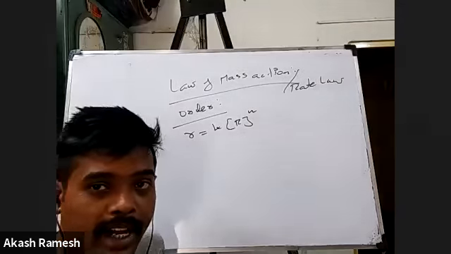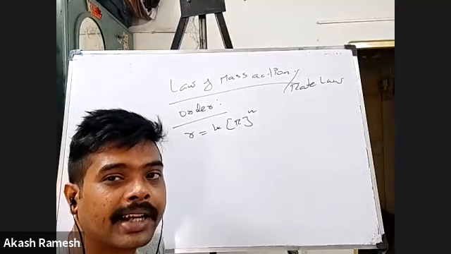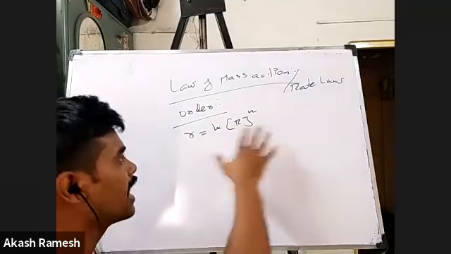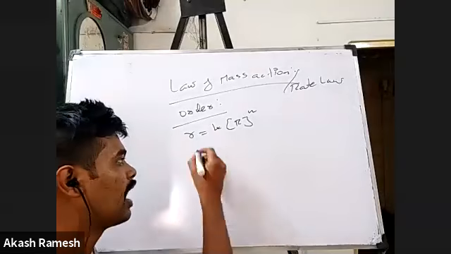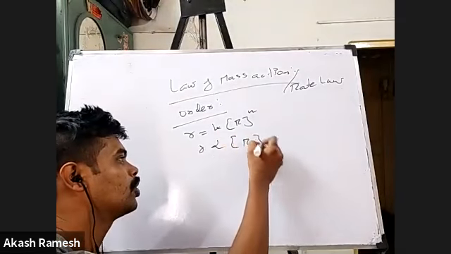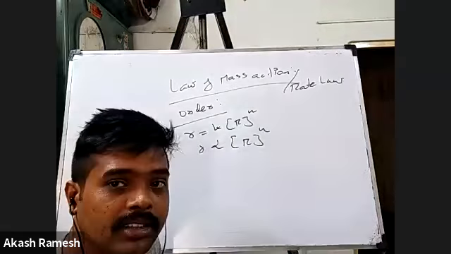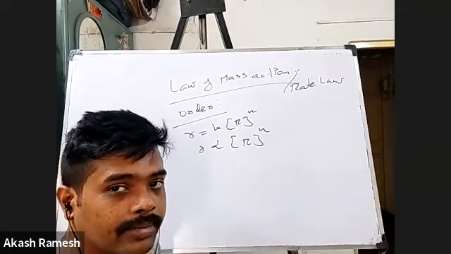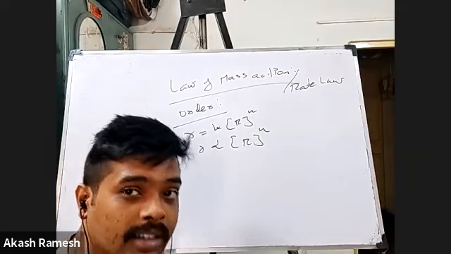When I write this, you can see how the rate of the reaction is connected to the concentration of the reactant. It is directly related. R is directly proportional to R power N. If I increase the concentration of the reactant, the rate also will increase. That is understood. But how exactly will it vary?